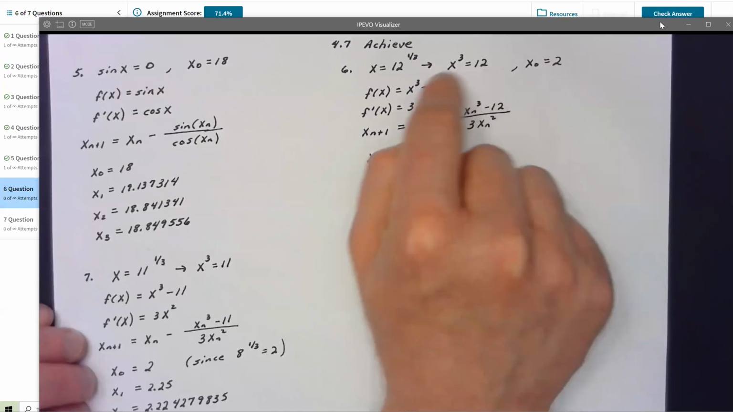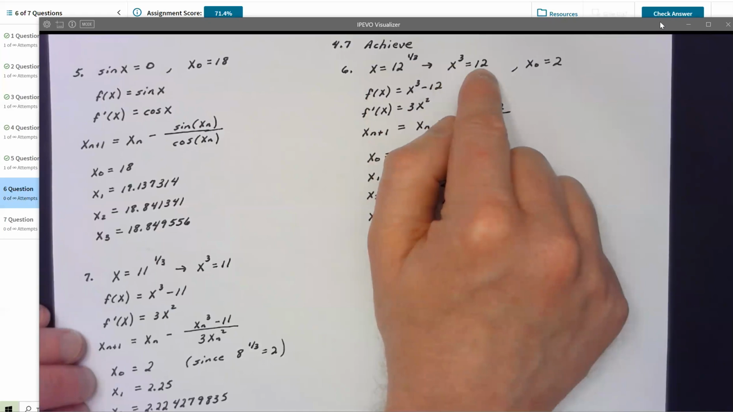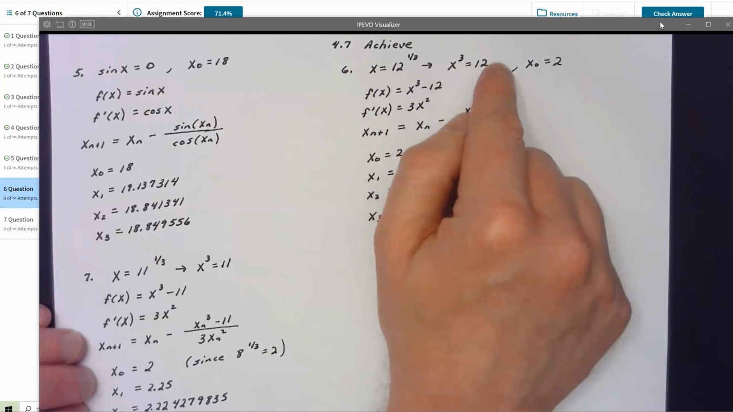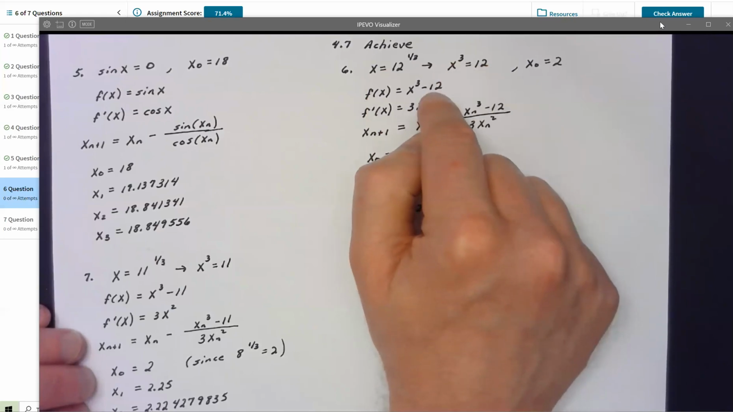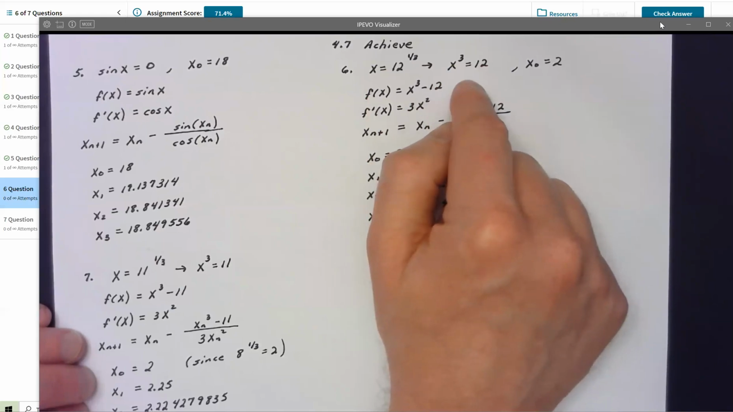But now, I'll go ahead and say, well, then my function here in this case, I can't call x cubed equals 12 my function because Newton's method finds roots. It doesn't find when functions are explicitly equal to 12. So all you have to do is move the 12 over to the left-hand side, and you would have x cubed minus 12. And now we know we can find when that equals 0 by Newton's method.